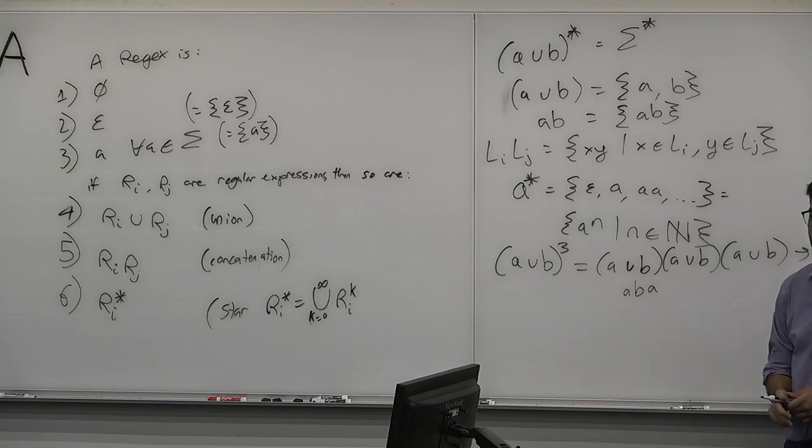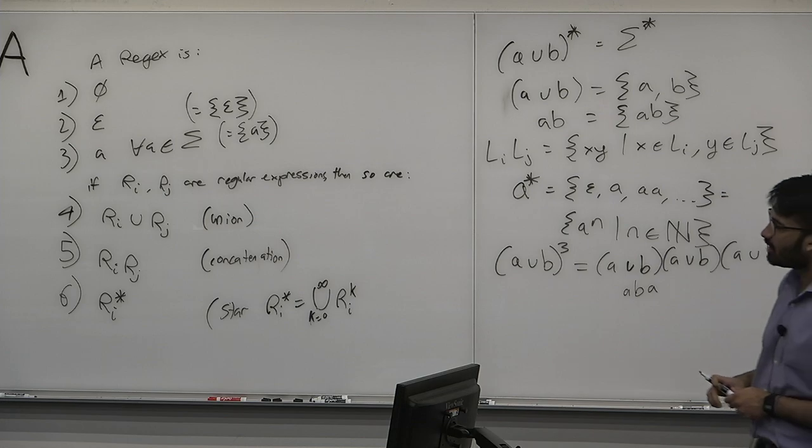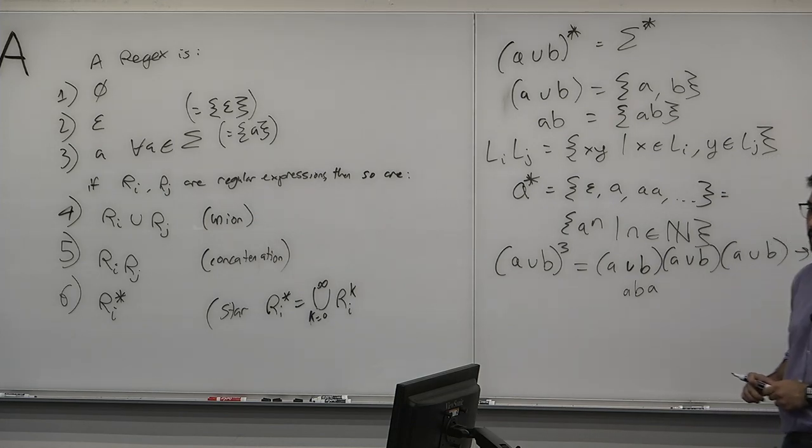Yes. This one before, it might be a stupid question, but what does singleton mean? Singleton is a set containing one element. Oh, okay. It's single. Yeah. No, it's a good question. Okay, so that's A union B star.